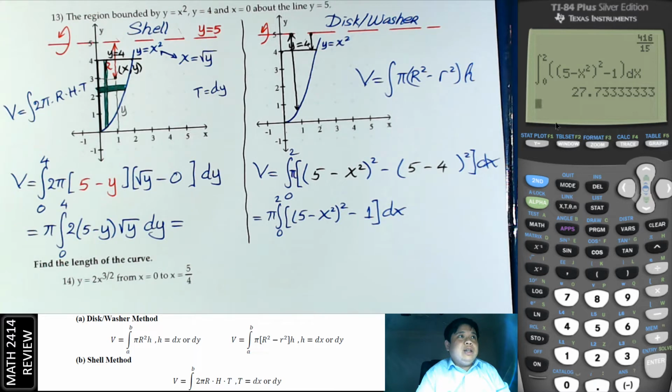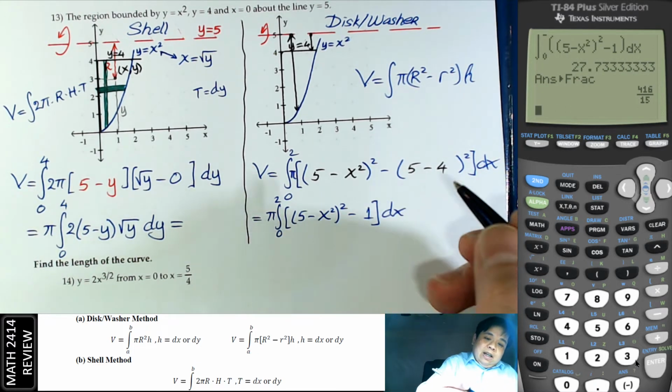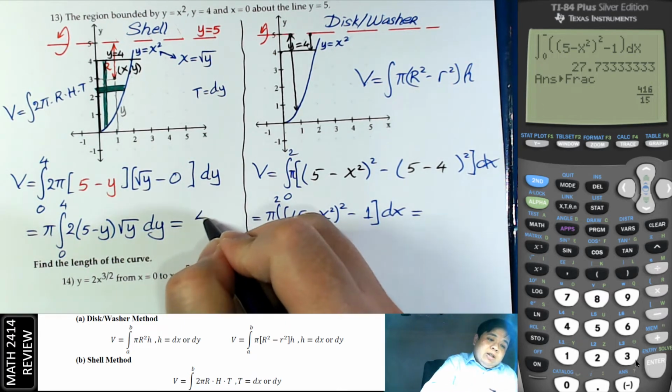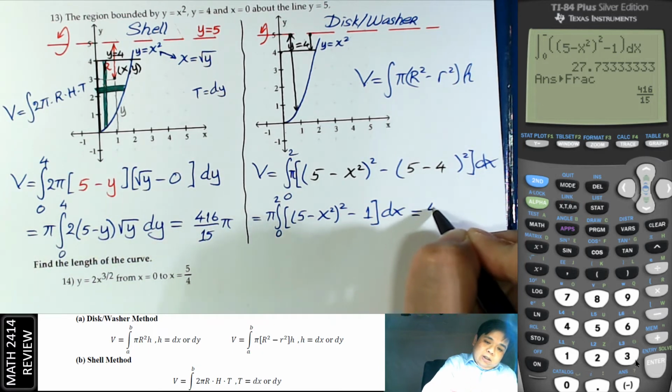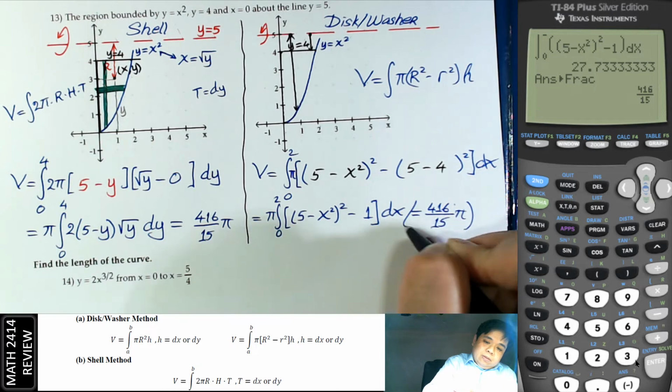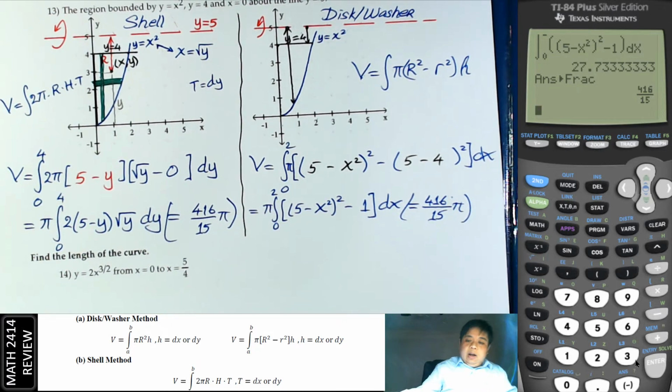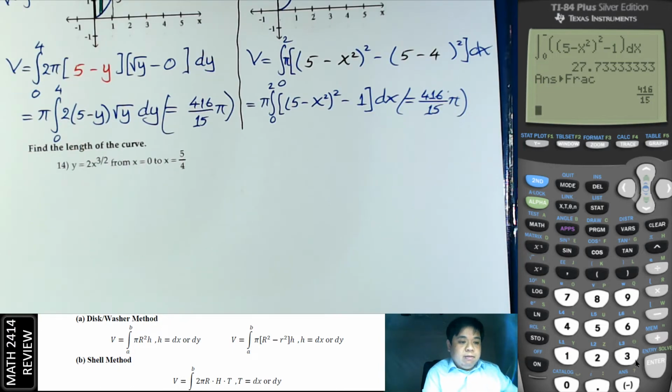Right, as you see, that's the same thing, 16 over 15. So both of them give us 16 over 15 pi. But we should get that. Right, so both of them should give you the same volume.